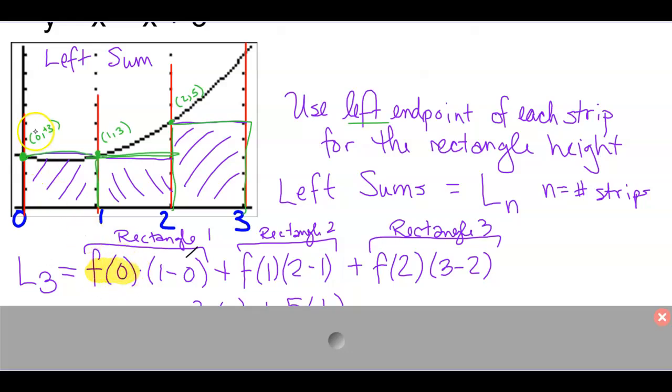So where is f of 0? F of 0 is right here on the left endpoint. Follow that up, we went up 3. So this answer is 3. The difference between the outputs 1 and 0 is the width.